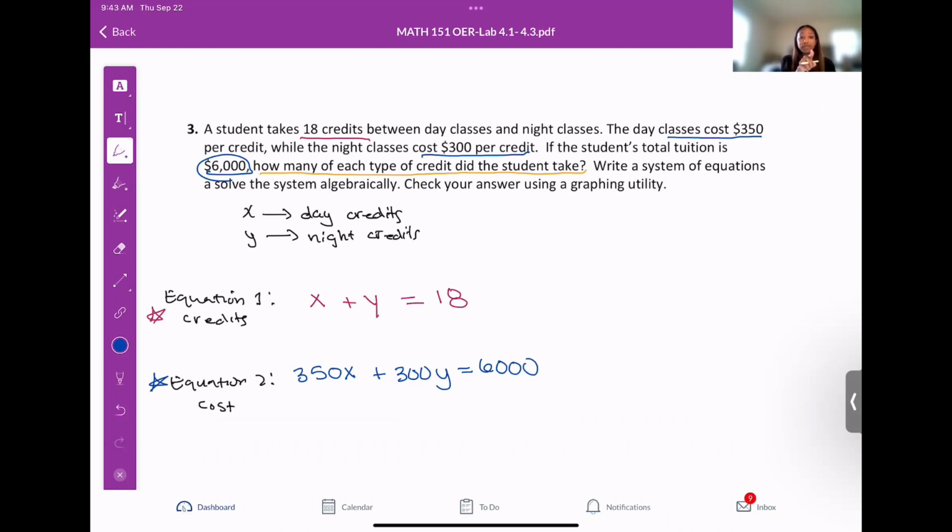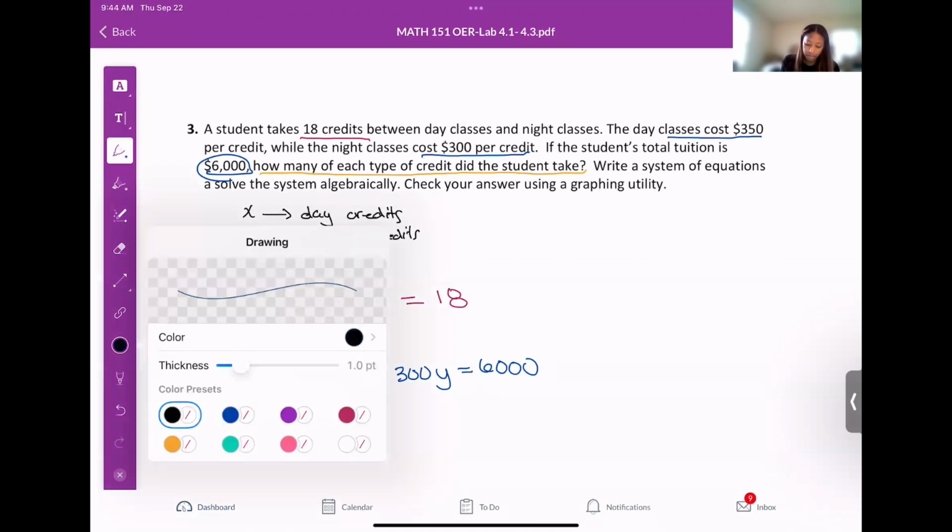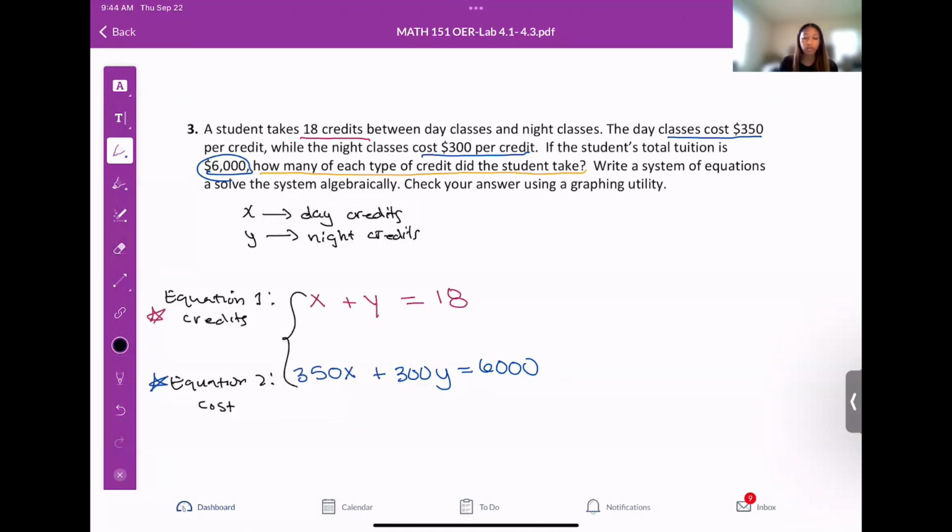So from this information, we're able to identify our 2 unknowns, our X and Y, as the day credits and the night credits. We're able to write an equation for the sum of the credits. X plus Y should be equal to the total number of credits, 18, and write another equation for the cost. 350X plus 300Y should equal 6,000. This is your system. If you can solve this system for X and Y, that'll tell you the number of day credits and night credits.